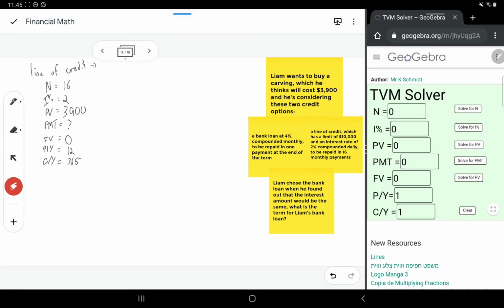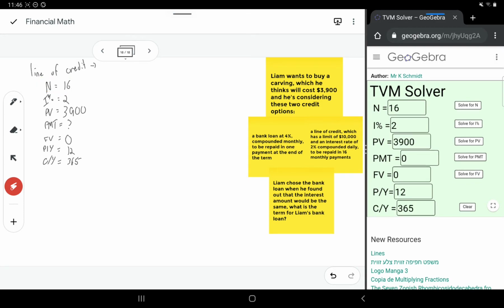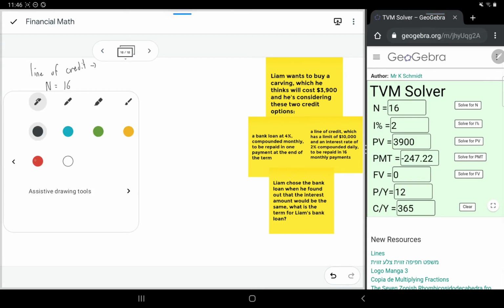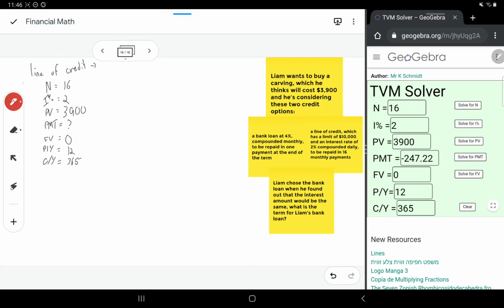So let's enter all the information on the right here. All the information is entered here. All I've done is stick it over from one side to the other. So all we have to do now is solve for PMT. And we get $247.22.